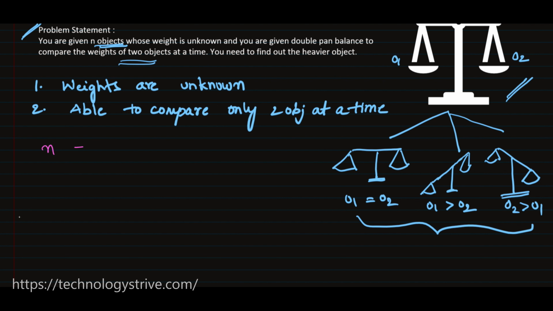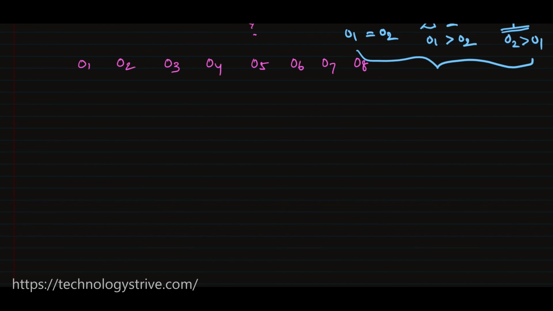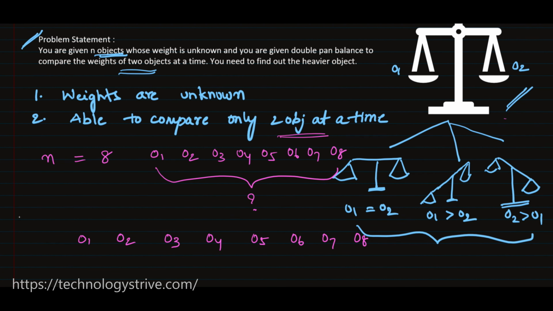Assume that n equals 8, which means we are given 8 objects: O1, O2, O3, O4, O5, O6, O7 and O8. In these objects we need to find out which is the heaviest one. That is the task given to us. Because only two objects can be compared at a time using the double pan balance, whenever we compare, these are the possible states. Assume for simplicity that one is always heavier than the other, so there are no equal cases.